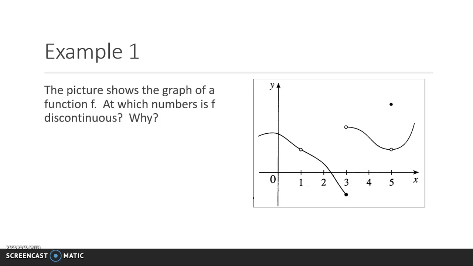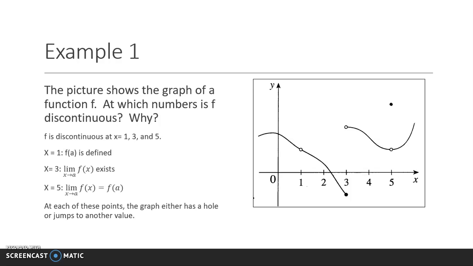In example 1, it says the picture shows the graph of a function f. At which numbers is f discontinuous and why? So pause the video, see if you can write those down, and then press play to check your answers. Okay, so it's discontinuous at x equals 1, 3, and 5. Those are the three places that it's discontinuous.